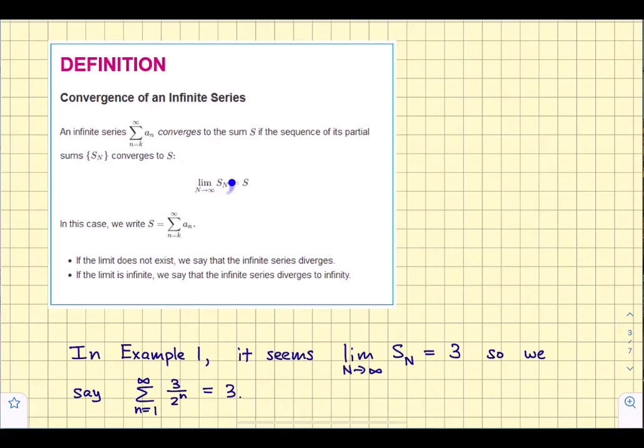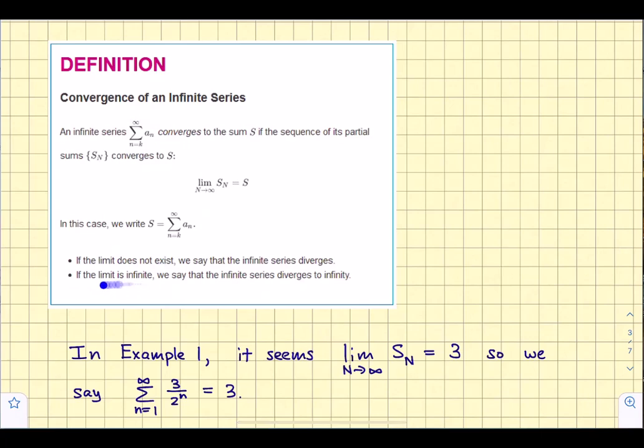So we want to calculate the S sub capital N's. We want to let capital N go to infinity. And if that limit exists, we'll call it S. Then that number, whatever it is, we will call the sum of this infinite series. Now, if the limit does not exist, we say that the infinite series diverges.